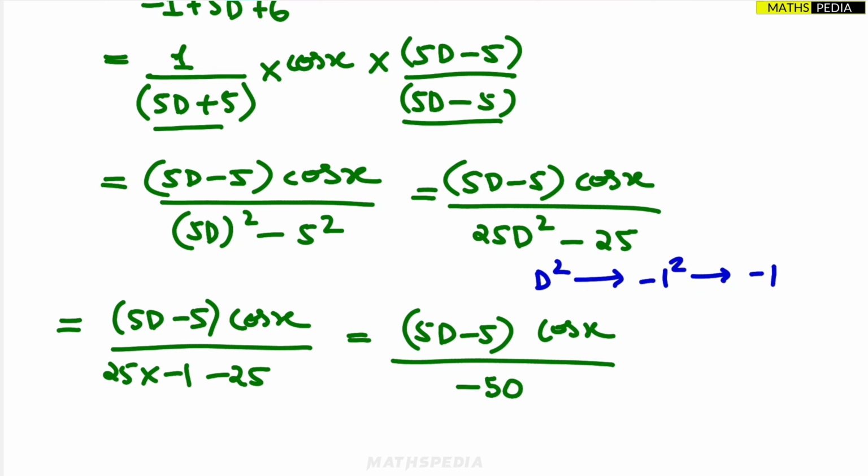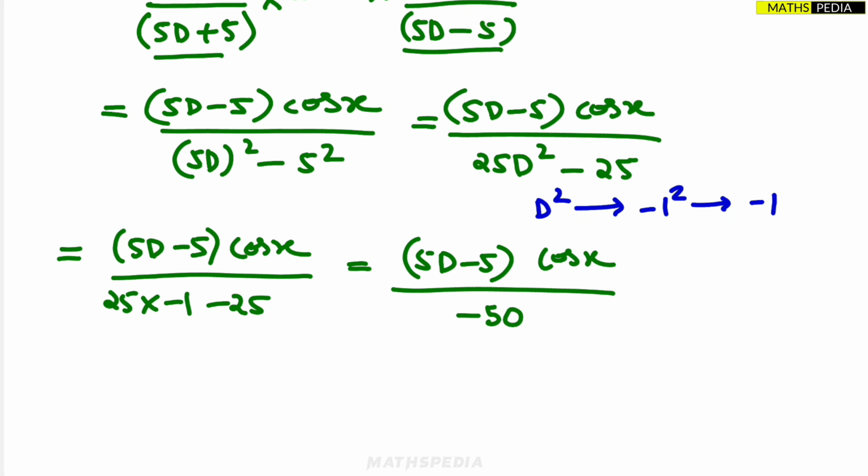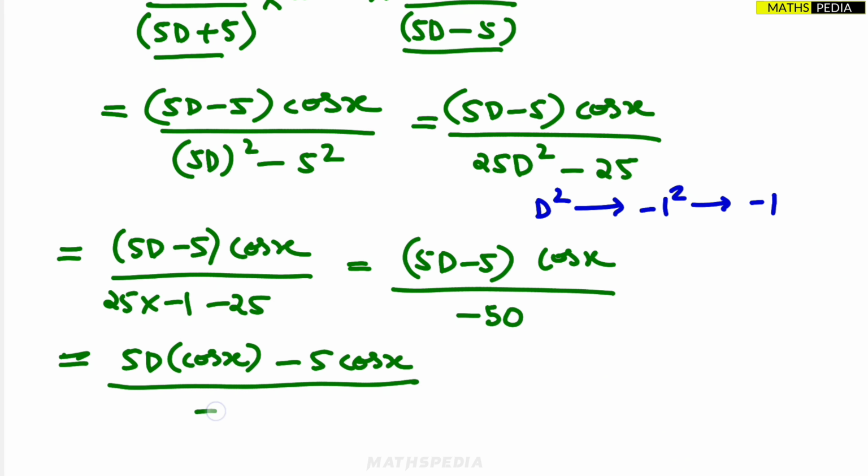So next, what about this numerator part? See, we'll try to open the bracket. So what happens when you open the bracket? It will be 5d into cos x minus 5 cos x divided by minus 50. Simple.